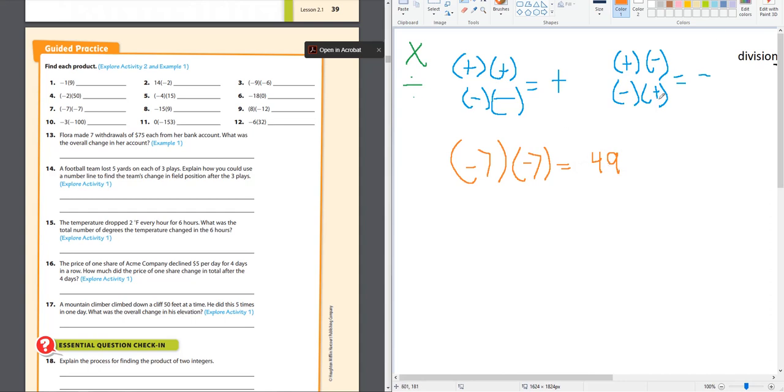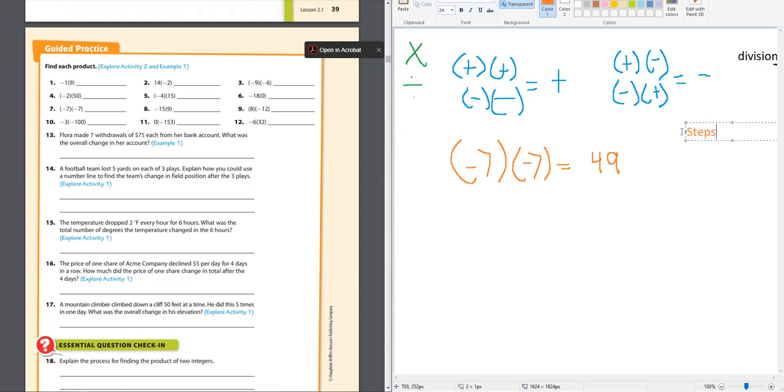And then you're going to apply the sign. So the steps: first is multiply or divide without caring about signs. That's step 1. You don't really care about the signs at first. They don't matter right now. Step 2 is to then apply the signs based off your rules.